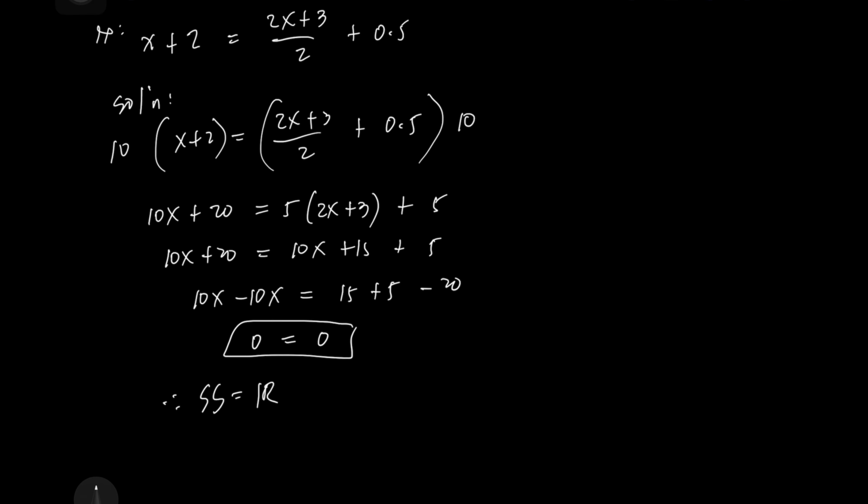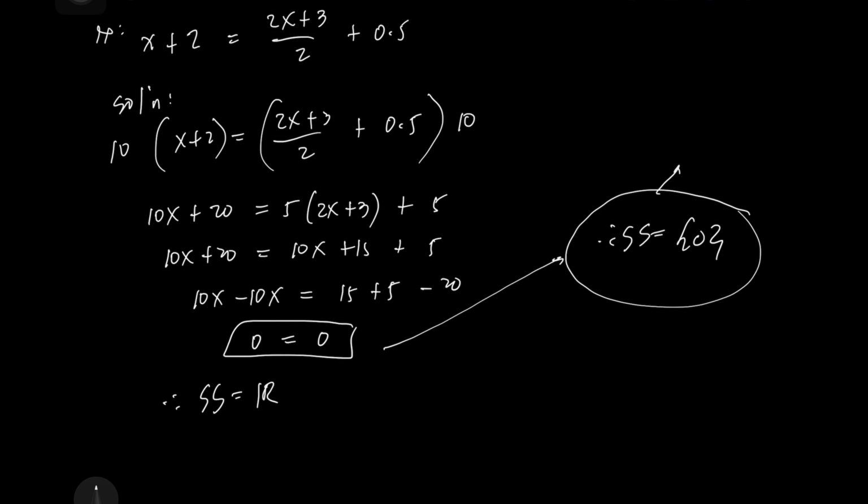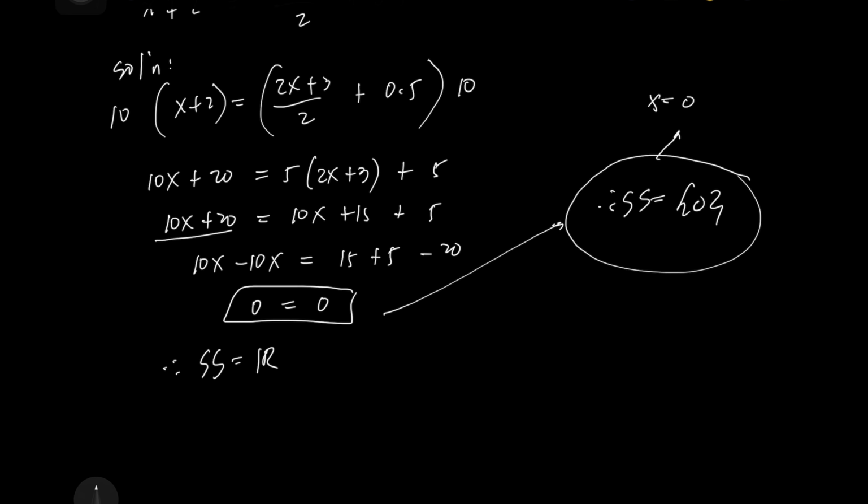So don't make a mistake that sometimes students make: if it's 0 equals 0, they put the solution set is 0. That's wrong. That would be if you end up with x equals 0. However, if we have 0 equals 0, in this case alone, 10x plus 20, 10x plus 20, meaning the left side is equivalent to the right side for any value of x. So that means 0 equals 0, and therefore the solution set for that is all real numbers, not this one.